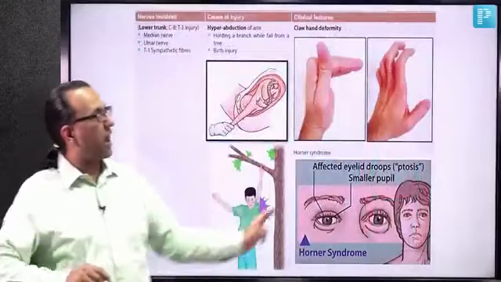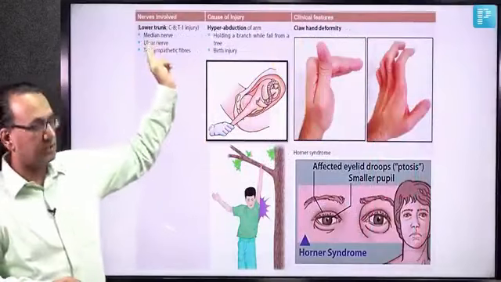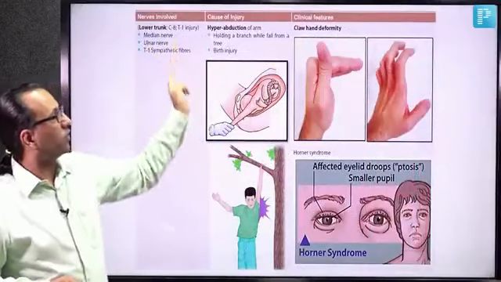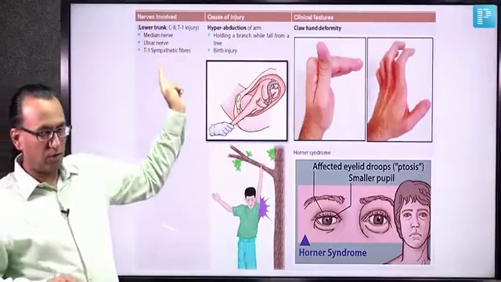And here we are looking at a case of lower trunk injury, which is Klumpke's palsy. Specifically, the T1 root value is injured, though C8 is also compromised, and some nerves having the root value may be compromised.